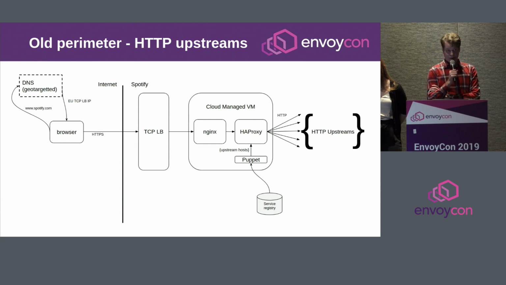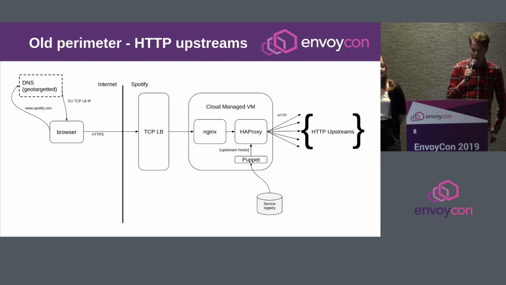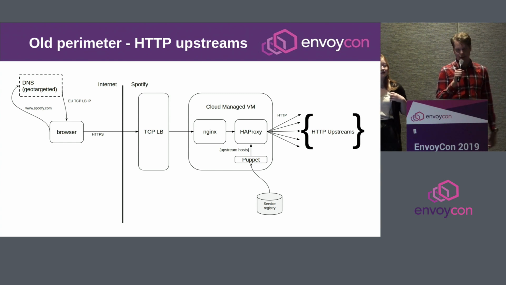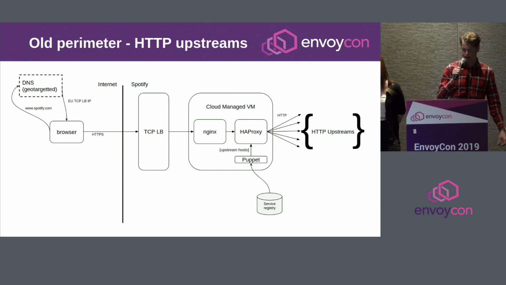The system is configured with Puppet, so the interface for the Spotify teams to use this is to write YAML files and Ruby templates. And we have about 25 different features exposed. So you can do redirects and configure custom health checks and set timeouts and so on.